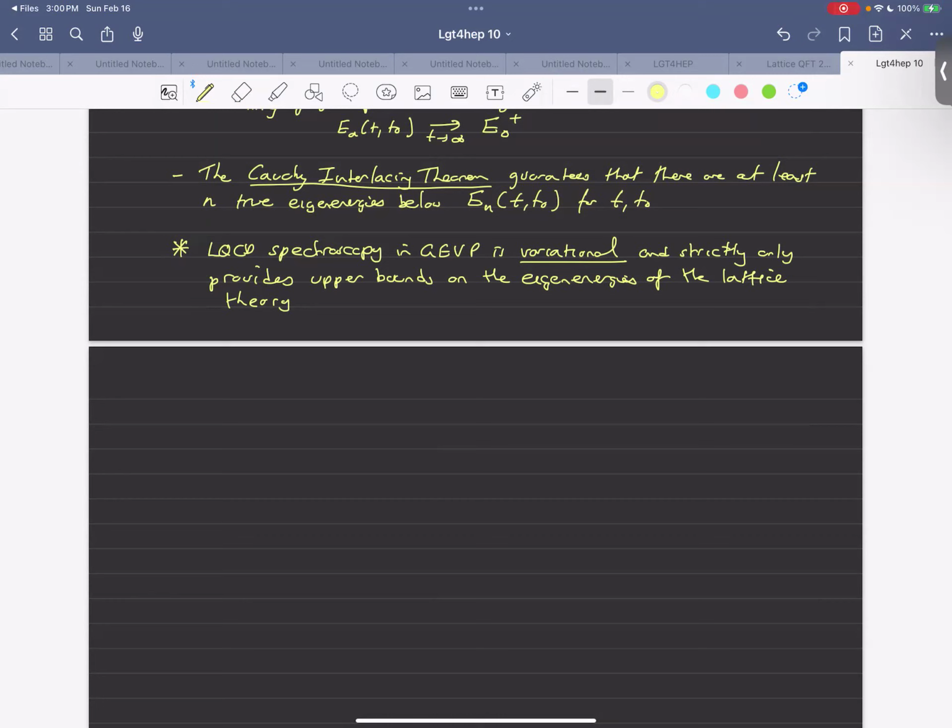Okay, let me talk about another method for extracting spectroscopy.